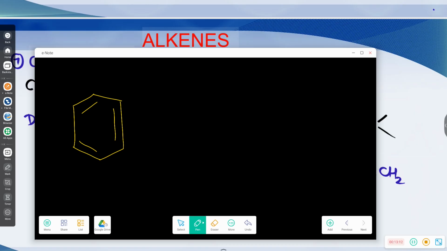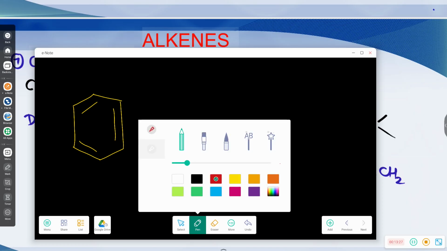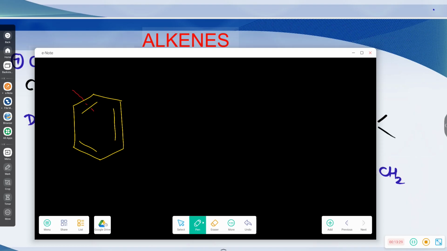How many compounds are found here? You see here, in total this one is one compound, right? This one is one compound. Three only.